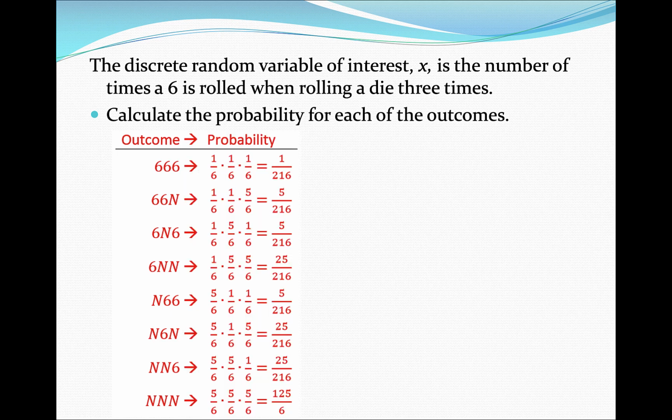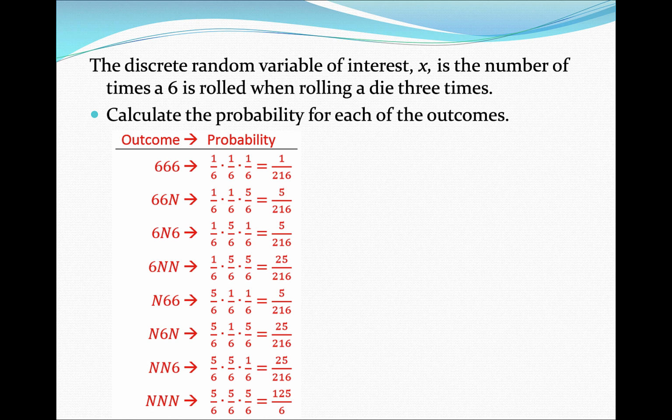I already have these all done. You can see them here. You can see the probability of getting 3 6s is just 1/6 for each one. You get 1 over 216. If you want to get a 6, a 6, not a 6, then that's 1/6 times 1/6, and not a 6 is 5/6. That'll give you a probability of 5 over 216. And so on. You can see all these probabilities.